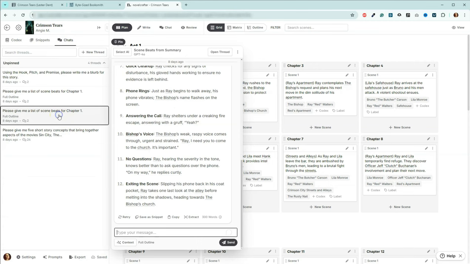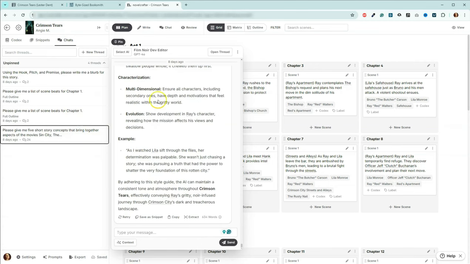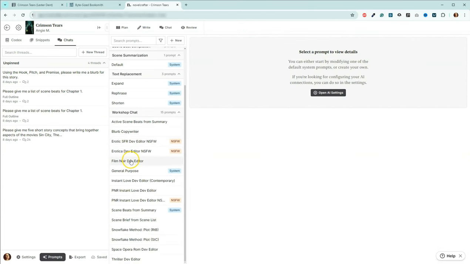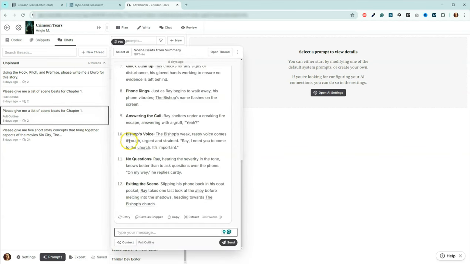Here we go. One thing I forgot to tell you about this earlier is I used the Film Noir dev editor, which is linked. You can actually get that set up for your Novel Crafter. That is a chat prompt. And I used GPT-4o. Everything should have been labeled and shared. I tried to make sure you guys got everything. So this one is actually scene beats from summary. Where are you? Under S. Here we go. It's actually a system prompt that I went ahead and used. And then the second one I did, I used this active scene beats from summary, which I also shared with you guys. So let's go look at this.